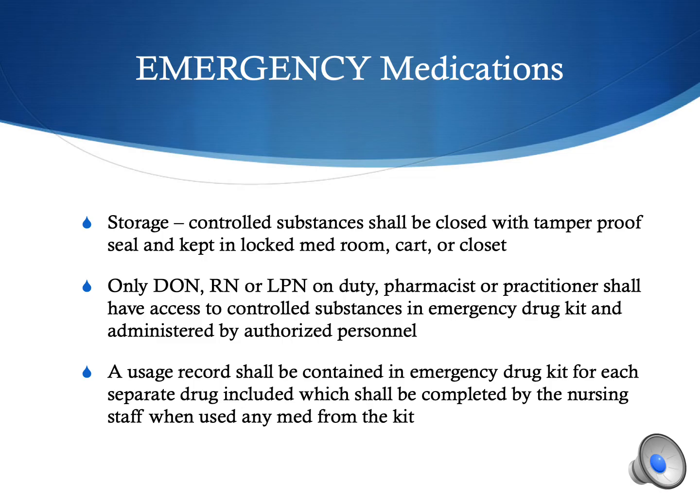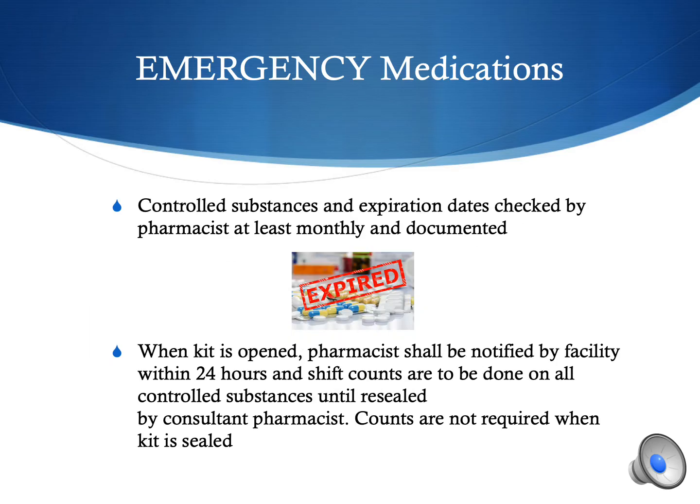A usage record is contained in each emergency drug kit for every drug that is included and needs to be completed by the nursing staff when any medication is used from this kit. Generally, the controlled substances and expiration dates are checked by the pharmacist at least monthly and documented.